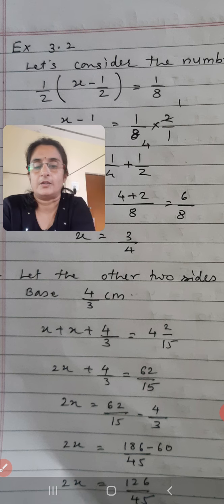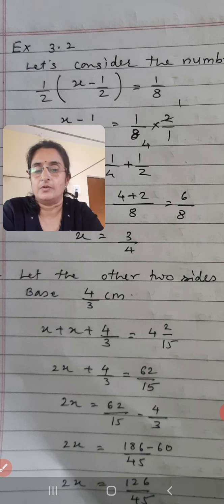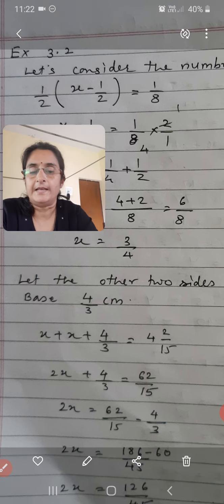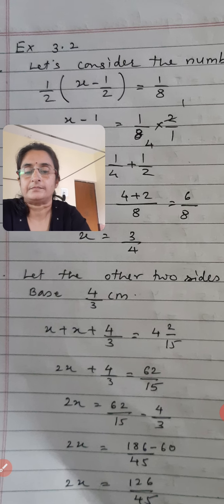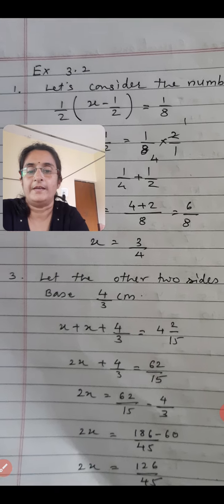Now again, as I told you earlier, multiplication of denominators and then cross multiplication. So the multiplication of denominators is 15 into 3 is 45, and on top 62 into 3, that is 186. 15 into 4 is minus 60. So 186 minus 60 gives you 126. 2x is equal to 126 upon 45.